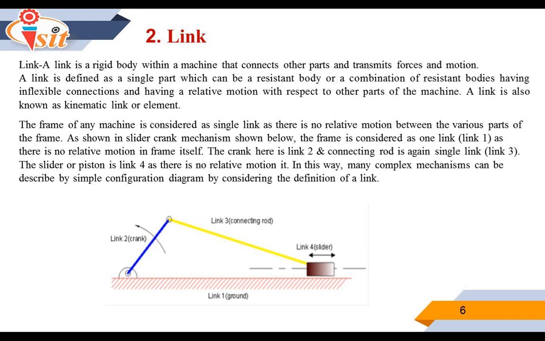Okay, so the frame is considered as one link, that is link number 1, as there is no relative motion in the frame itself. The crank here is link number 2, and the connecting rod is again a single link, that is link 3. The slider or the piston is link 4, as there is no relative motion in it. In this way, many complex mechanisms can be described by a simple configuration diagram by considering the definition of the link.